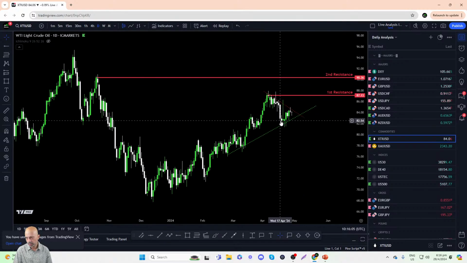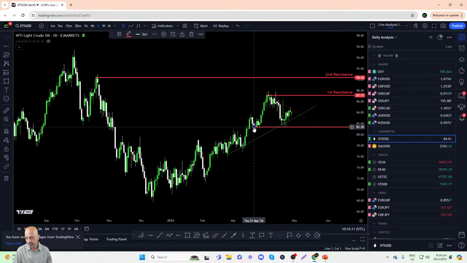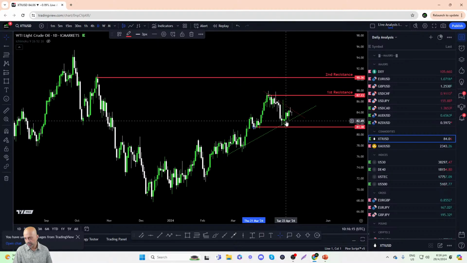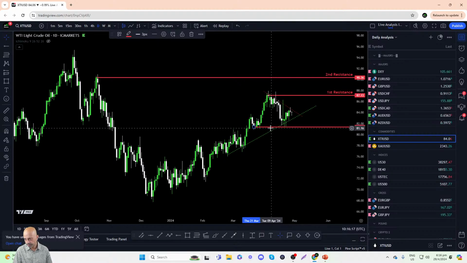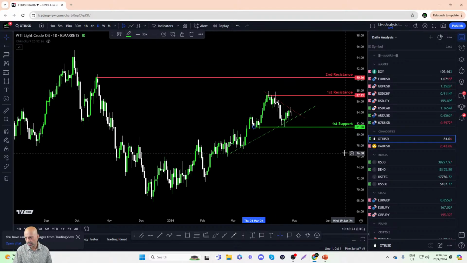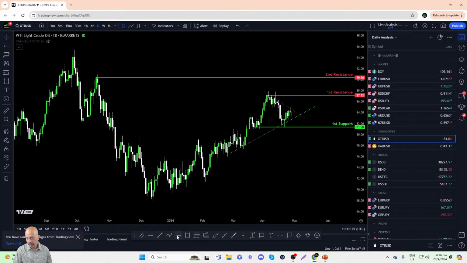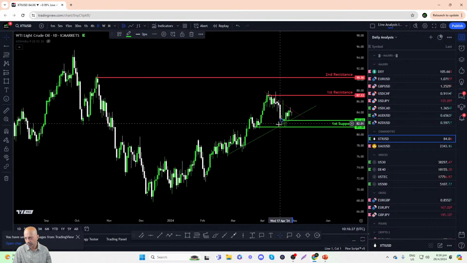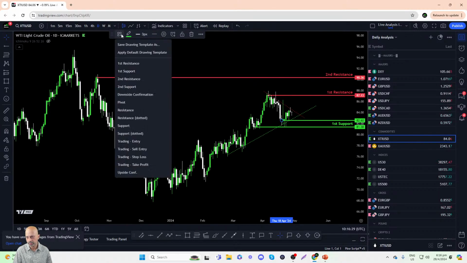Right? What about support? Right, quite clearly here, the intersection of the ascending trend line and this pullback level here is a pretty strong support level, and even here as well, 82.58. Right, so I'll identify the first major support for crude oil at $81.38, and I would also like to highlight this intermediate support level here as well at 82.60.